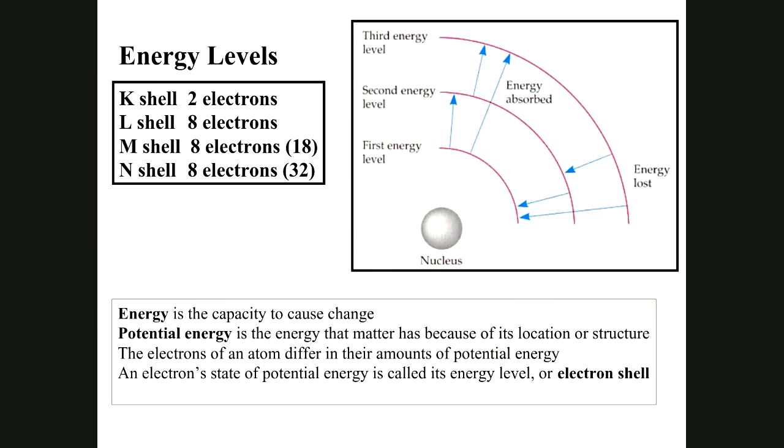Now, I have down here, energy is the capacity to cause change. Okay, so let's look at the word potential energy. It is the energy that matter has because of its location or structure. The electrons of an atom differ in their amounts of potential energy. An electron's state of potential energy is called its energy level or electron shell.